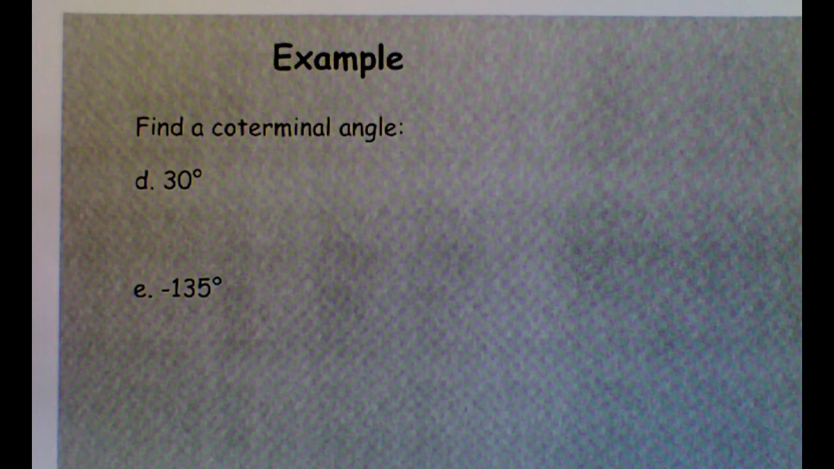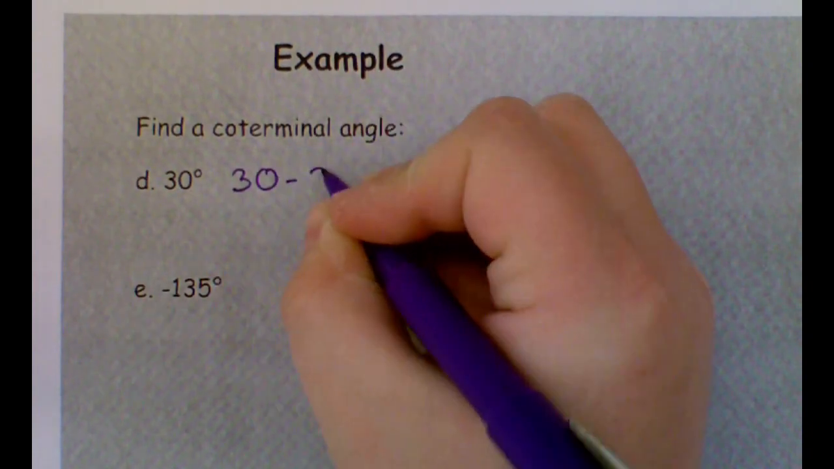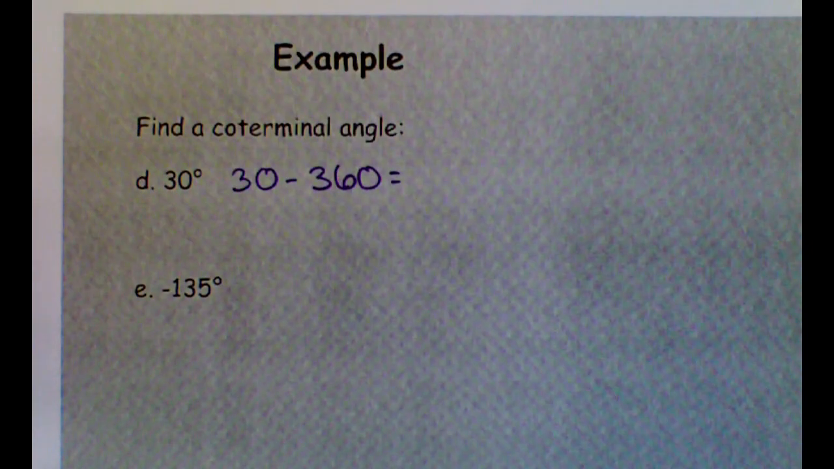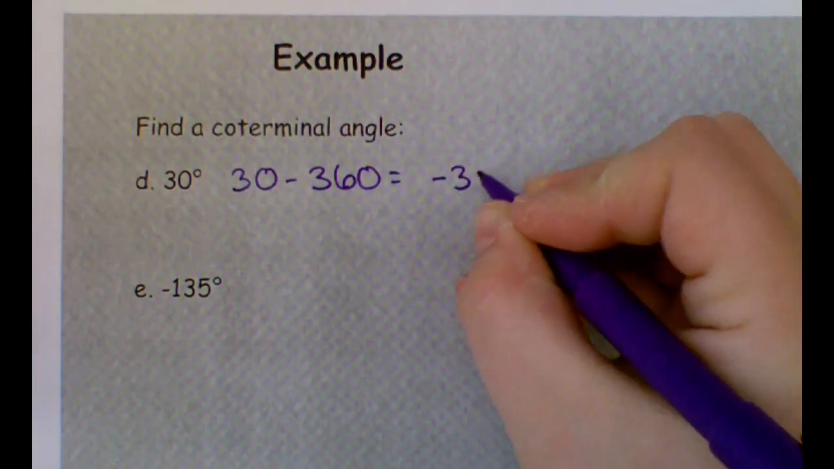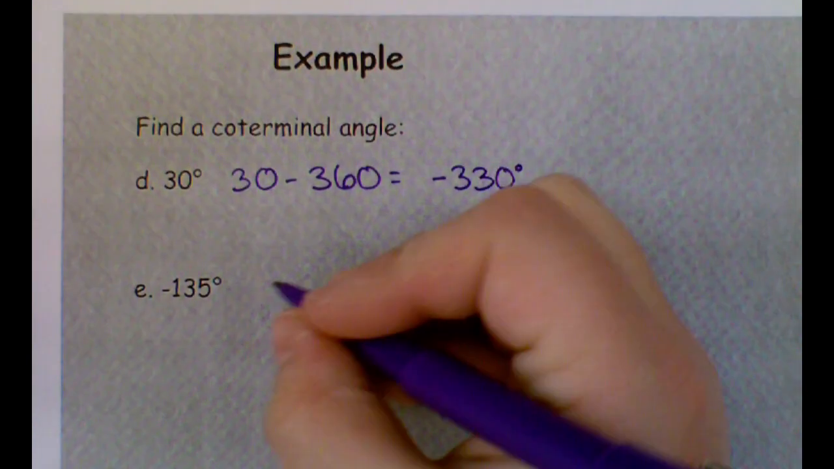So let's do the same thing with degrees. 30 degrees. Well, to get a coterminal angle, we should add or subtract 360. Let's subtract. 30 minus 360 is negative 330 degrees. That is a coterminal angle. At this point in time, that doesn't help us with anything, but it is.